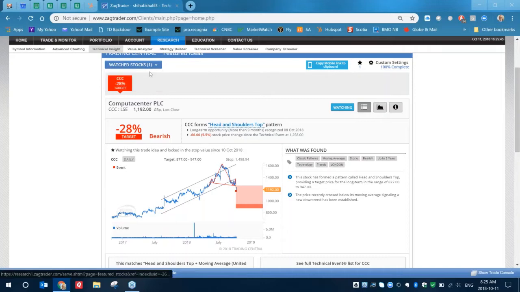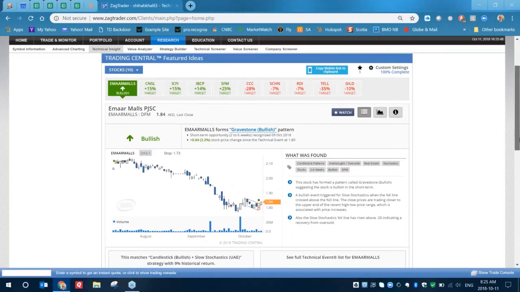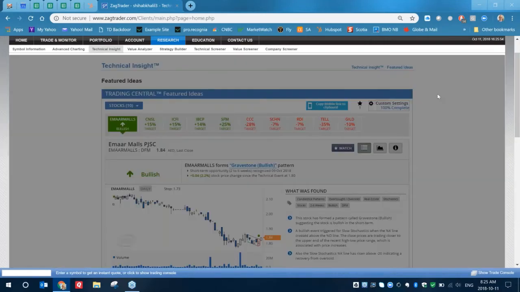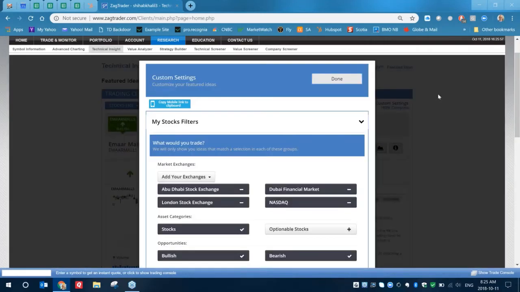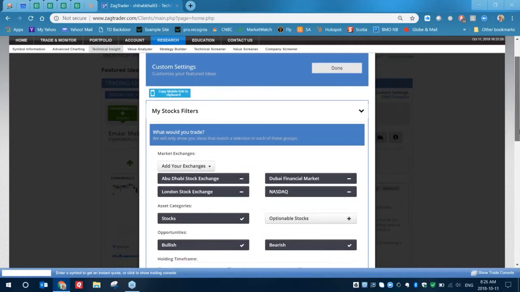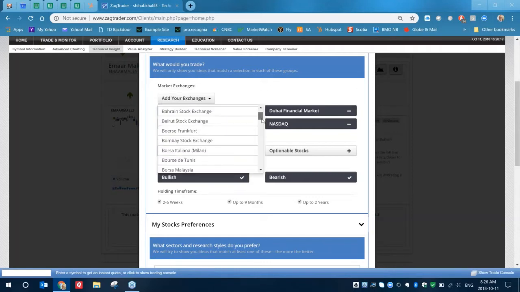Now, one of the questions many of you may have is, why did we suggest these 10 stocks out of all the stocks in the world? Well, there's something called the custom settings, which will allow you to tell the featured ideas something about what you're looking for. So for example, you can say what exchanges you'd like to get your ideas from. Here I've selected the two exchanges in the UAE, Abu Dhabi and Dubai Financial Market, as well as the London Stock Exchange and the NASDAQ. Maybe I could add another US exchange. Maybe I'll add the New York Stock Exchange as well.